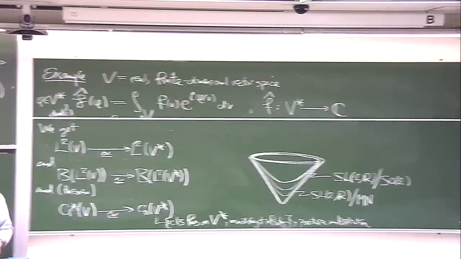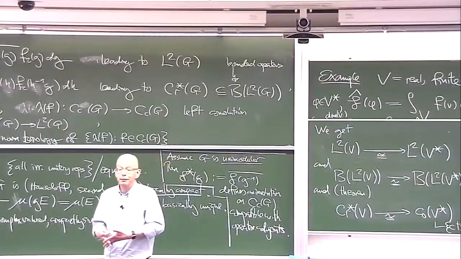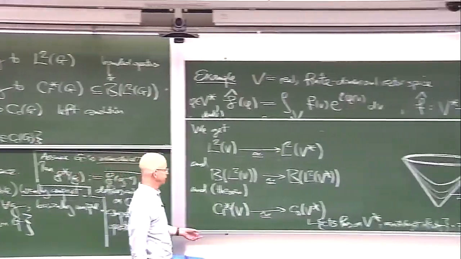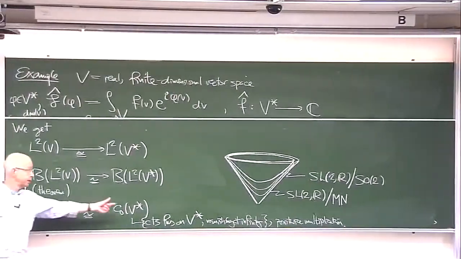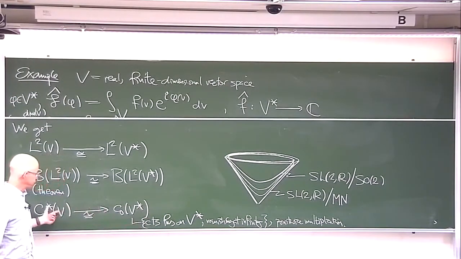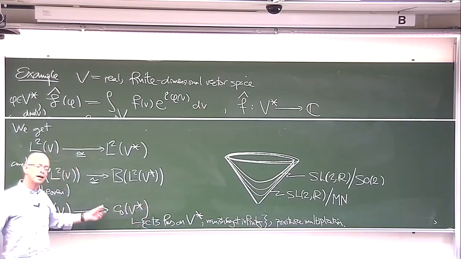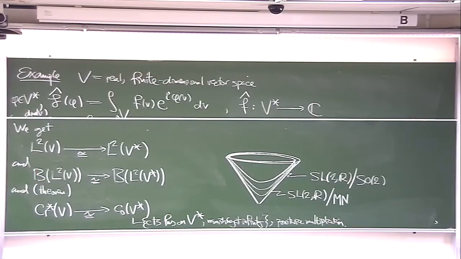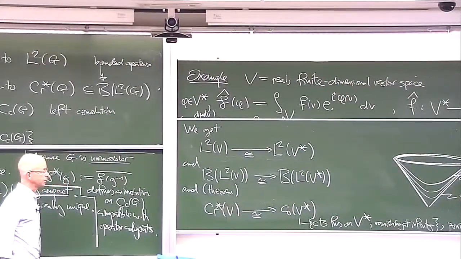If I have an L2 function and I have a continuous function, I just multiply them together, and it's still an L2 function. The continuous function is bounded. So this C-star algebra just looks like this algebra here. It's a commutative algebra. Of course, it was commutative to begin with. But now we see exactly what's going on. This algebra somehow reflects the structure of V star as a topological space.